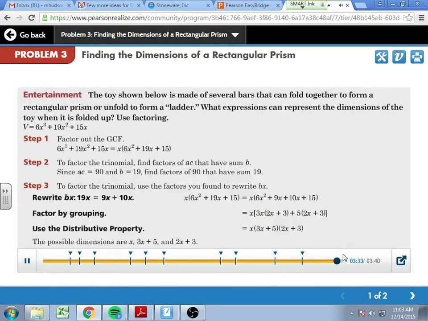In this problem, the dimensions of this toy are x, 3 times x plus 5, and 2 times x plus 3. Might be easier to see now. Okay, I know what to do here.